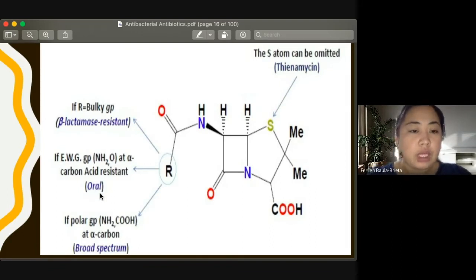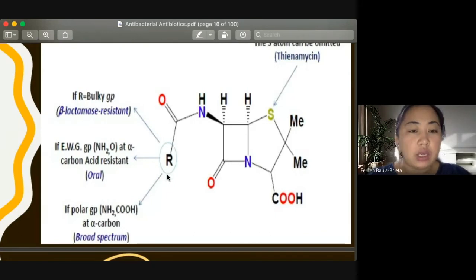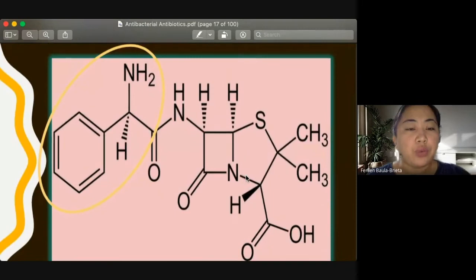Okay? Now, if our R here will also have a polar group, as mentioned a while ago, and an acidic group, it will make our penicillin broad spectrum. Okay, so that is the general structure of our penicillin. So moving forward, the one in the circle is the R group. That is a very broad, bulky structure. So this structure contains a bulky group and an amine.